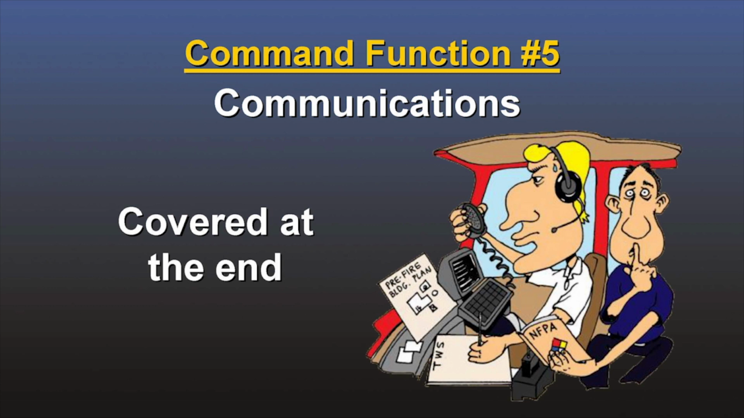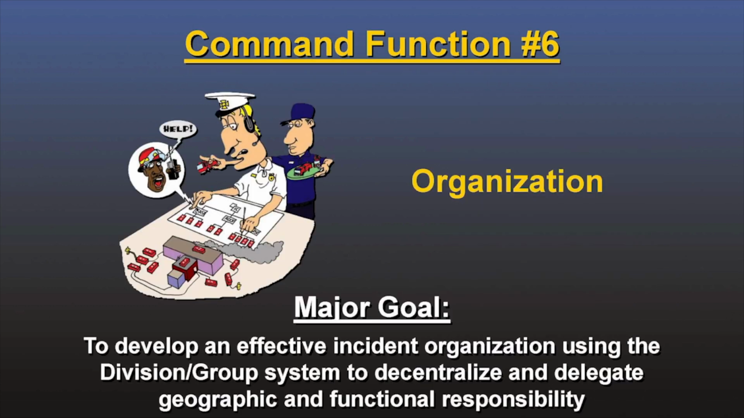This section will be covered after command function number 8. Command function number 6, organization. Major goal: to develop an effective incident organization using the division group system to decentralize and delegate geographic and functional responsibility. The majority of incident management problems can be traced back to some type of strategic or organizational snafu. We must have a system in place that quickly allows the IC to decentralize the incident into smaller, more manageable, effective, and safer work units.